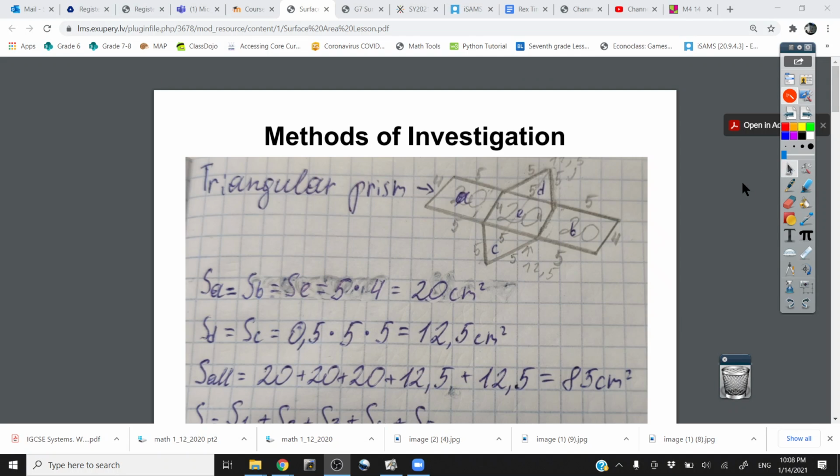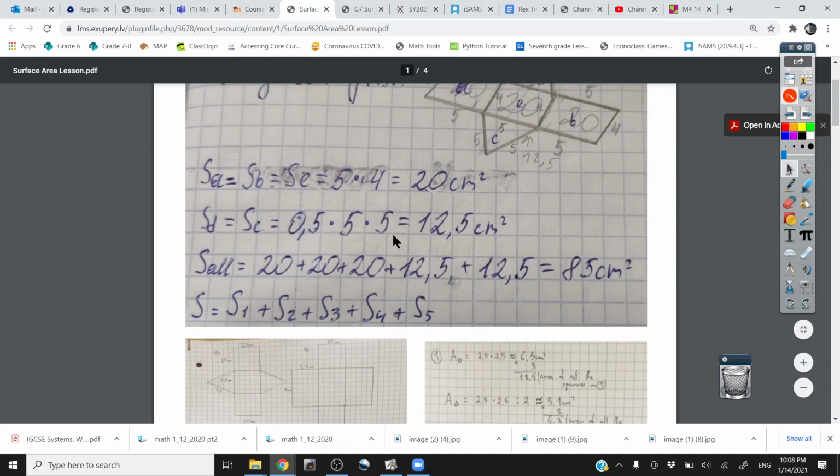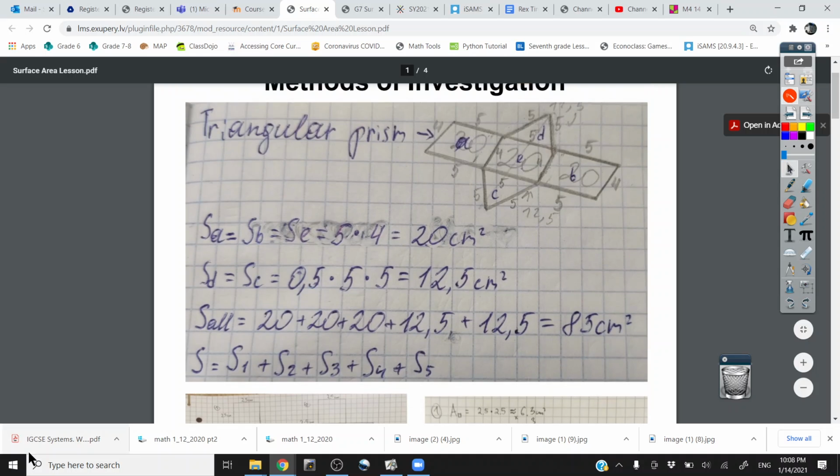Good morning, students. I wanted to talk about the investigation you guys did around surface area in the last class period, and then extend that into teaching you formally how this stuff works. There were lots of different methods of investigation that students used. Here's what a lot of them looked like.